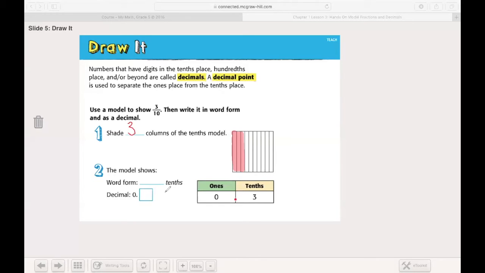The model shows, in word form, 3/10. Right? They're asking us to represent that same thing in word form. And the decimal is 0.3. Okay? That is in the tenths place. That's how we know that, right? So when the number is in the tenths place, you'd say that number and tenths afterward, 3/10. If it were 5 columns that we shaded in, it would be 5/10. If it were 7 columns that we shaded in, it would be 7/10. And it would go in that particular column.